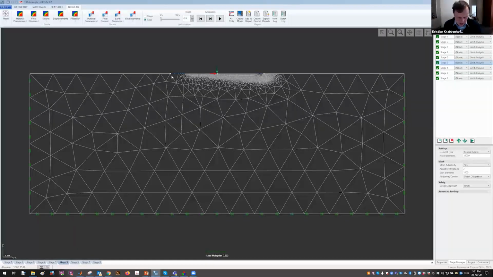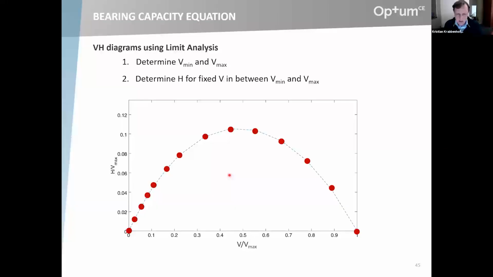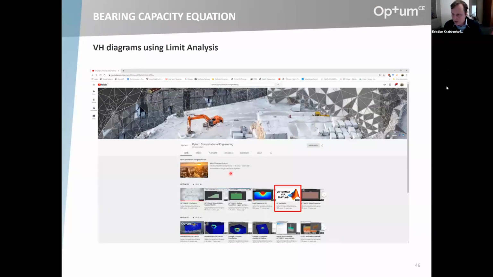So these VH diagrams, these calculations, can be set up really quite quickly and processed very quickly as well. It can be done in the user interface. If it's just a one-off thing, then that's what you might want to do. Start with one stage and then clone, of course, and make modifications.